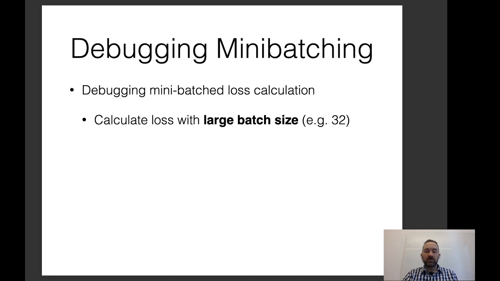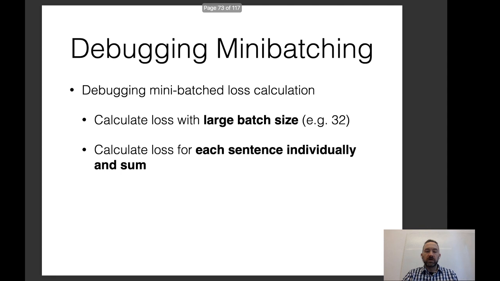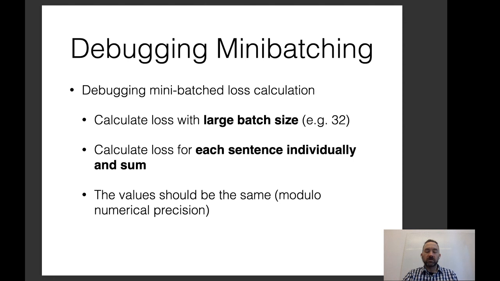So the first thing you can do is calculate the loss with a large batch size, for example, 32, and then calculate the loss for each sentence individually and sum them together. And the values should basically be the same, minus numerical precision errors. The good thing about this is if you have an error in your batched loss computation, it's very easy to detect by performing this procedure.